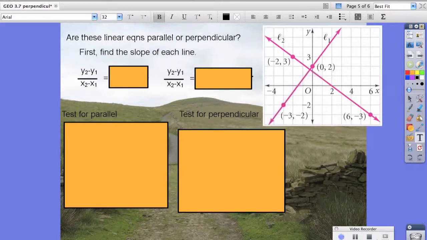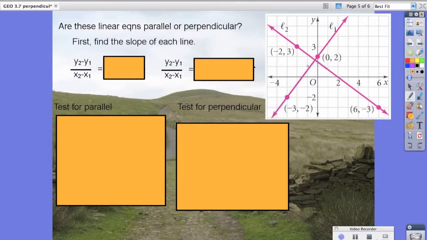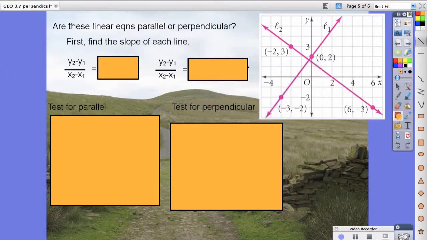Let's try again. Are these linear equations parallel or perpendicular? In order for us to test that, we actually need to find the slope for each one. To help us figure that out, we need to find the slope, or the change in y divided by the change in x, or what you always know as rise over run. So I'm going to draw straight lines, creating a right triangle from one point to the other. So from here to down here, and here to here.